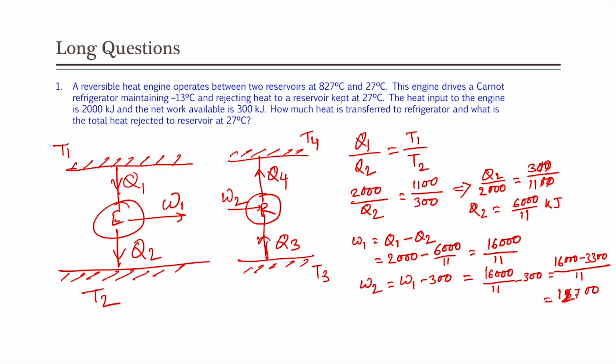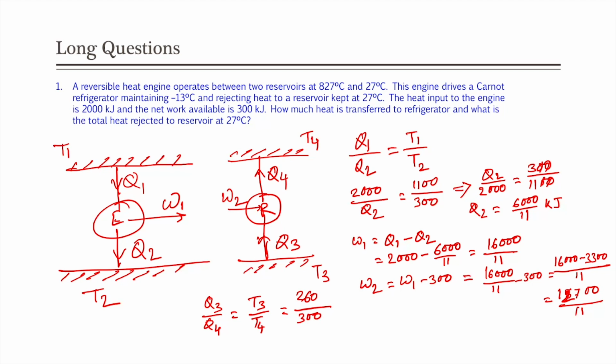So, 13,000 plus 12,700 by 11. So, that is the W2 that we got. Now comes the last part. We know that Q3 by Q4 is equal to T3 by T4. T3 is minus 13 degrees, which means 273 minus 13 will be 260, and T4 is at 27 degrees centigrade, which is 300 Kelvin.